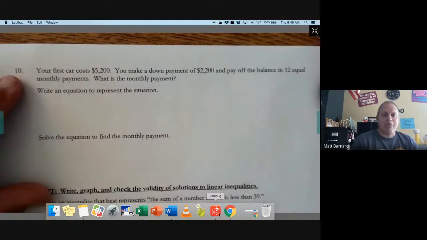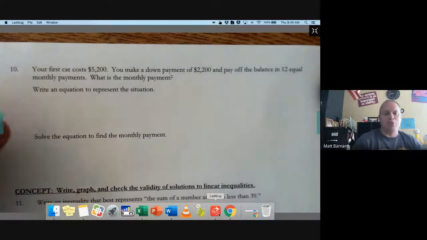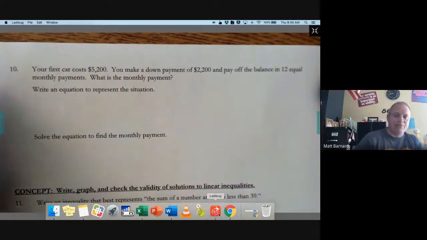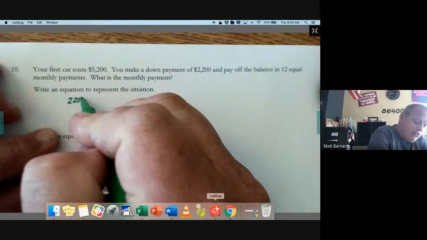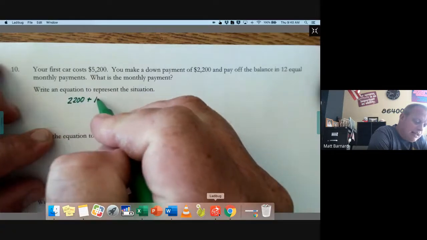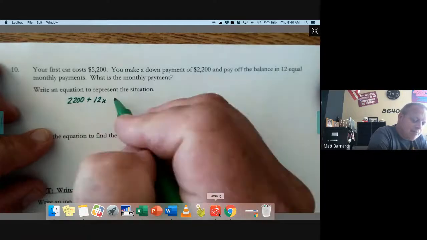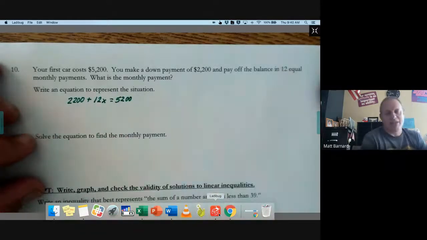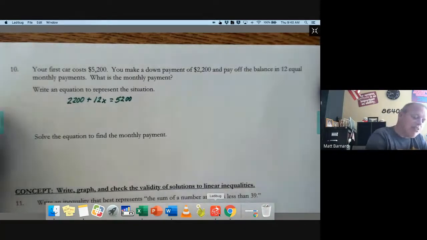Your first car costs $5,200. You make a down payment of $2,200. Pay off the balance in 12 equal monthly payments. What is the monthly payment? So we're going to write an equation for this. We've paid $2,200 plus we've got to take 12 times the amount for each payment, and that's got to add up to $5,200 when we're all done. That's our equation. So I think I might have enough room to maybe solve this in here.